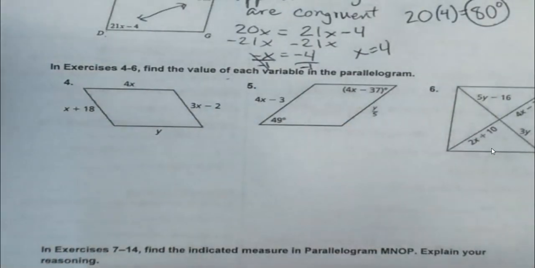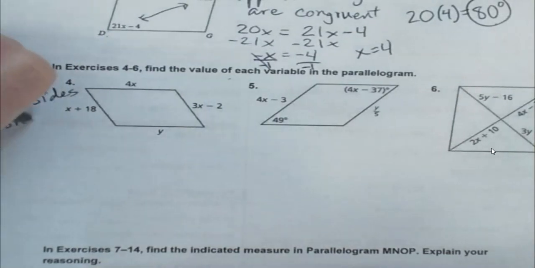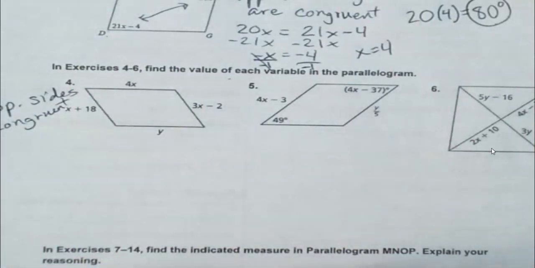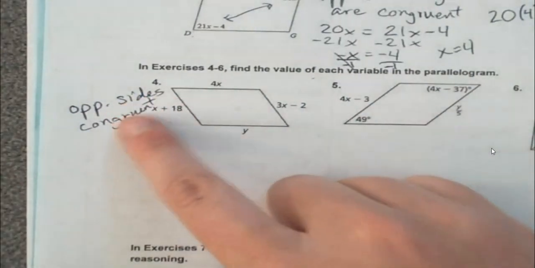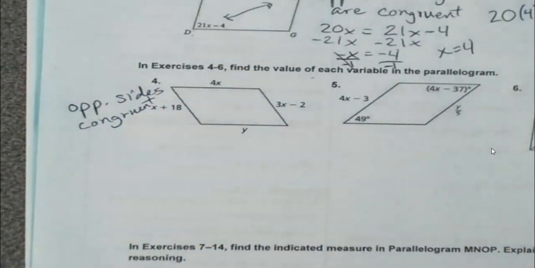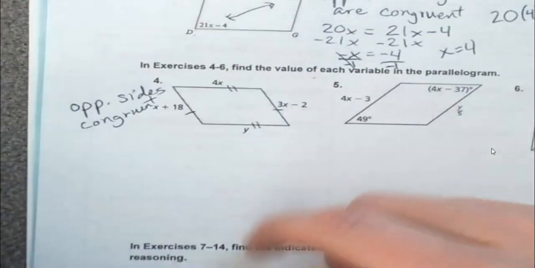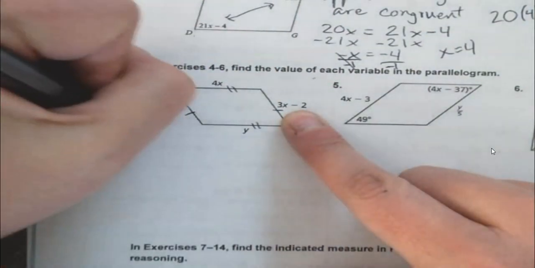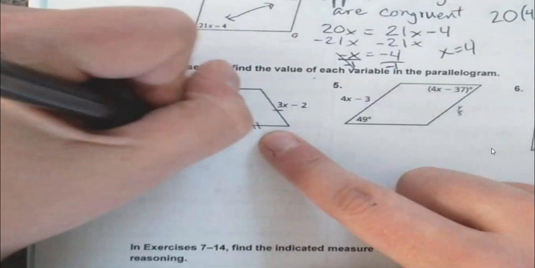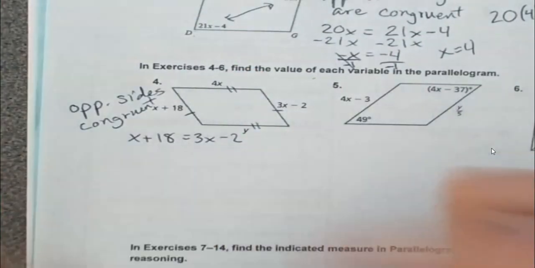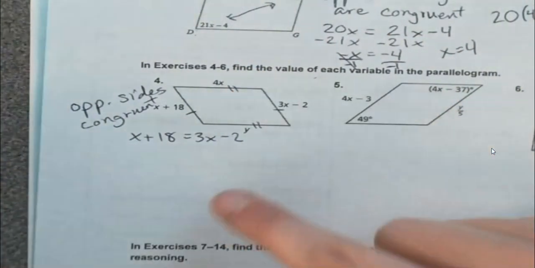We know that opposite sides are congruent. But this one is a little more challenging because you can't just say, oh, 4x equals y. I mean, I guess you could, but then you'd have to use systems of equations if you have two variables, and let's get real, nobody wants to do that. But what you could do is solve for x first, because these sides are congruent as well as these sides. So you could just set these two equal. X plus 18 equals 3x minus 2.